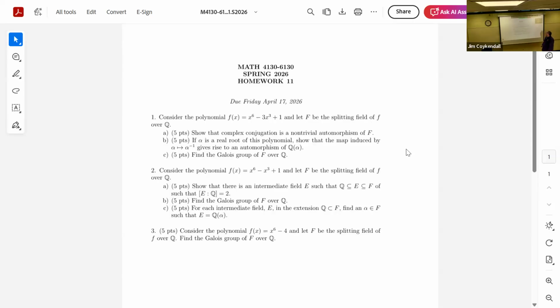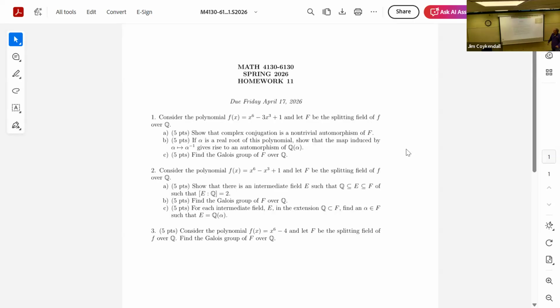Find the Galois group of F over Q, and for each intermediate field E, not necessarily the one up here, in the extension, find an alpha in F such that E equals Q adjoin alpha. I might regret doing that because, as you might be able to guess from this, there's not a unique answer, right? So I hope people come up with something reasonable. Because, for example, any alpha that works, so will alpha plus 87 over 73.